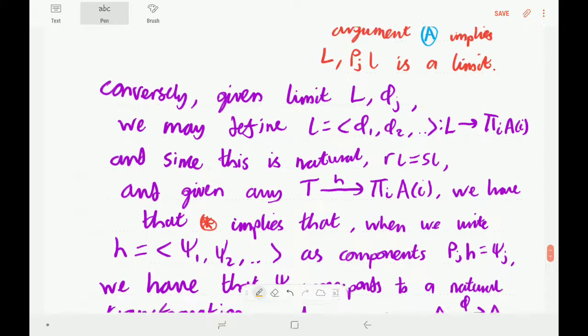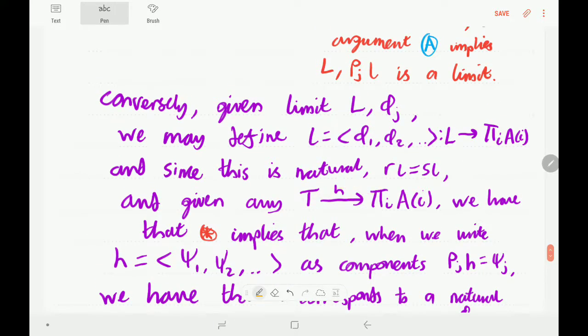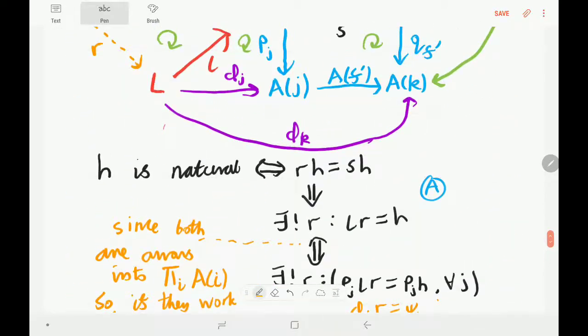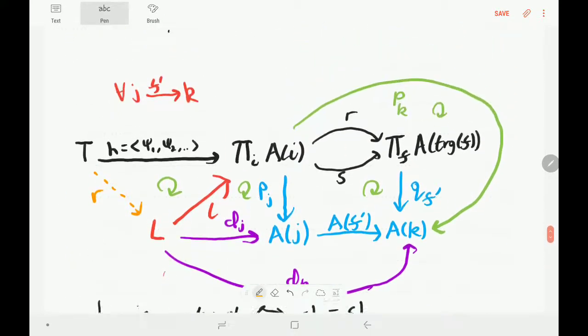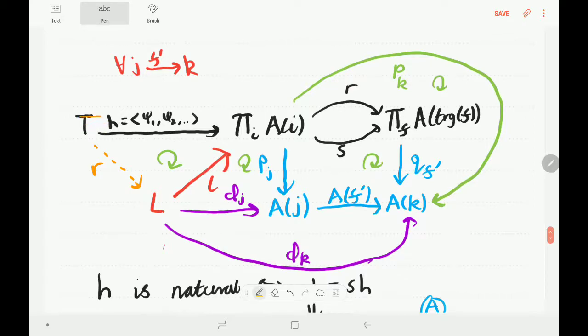okay, yeah, let's do it working with the equalizer. Okay, so what condition do we need for the equalizer thing? Well, we need to know that if there's another H from T to this product such that R of H equals S of H, then that means that there exists a unique R such that H is equal to LR.